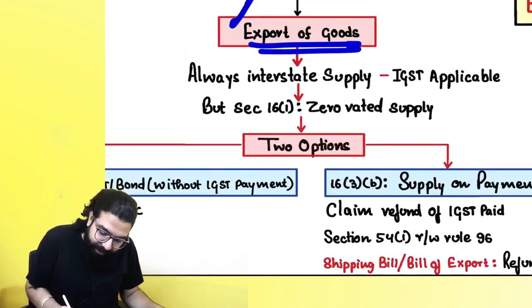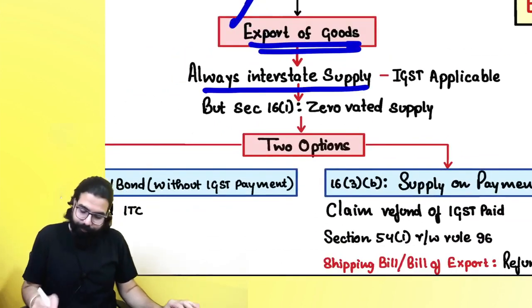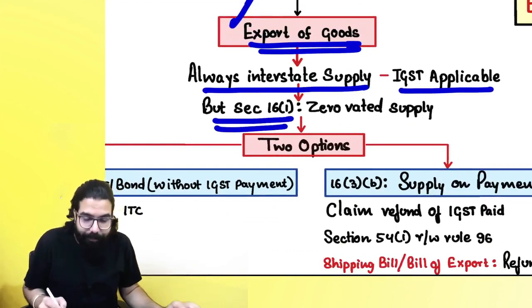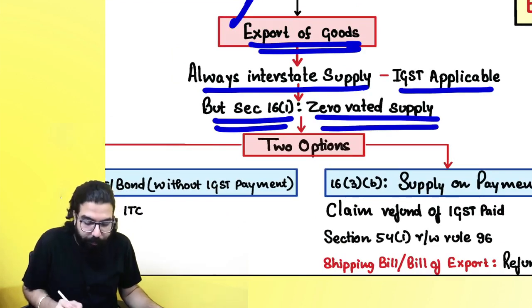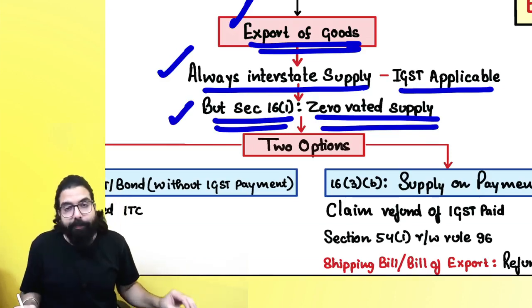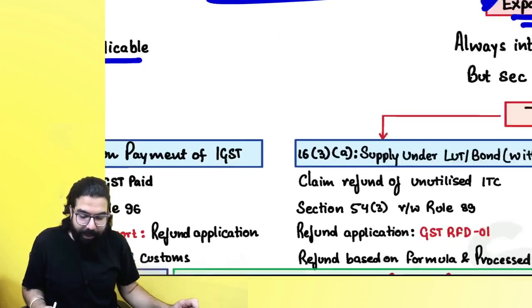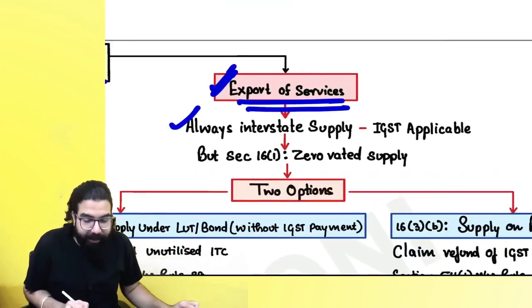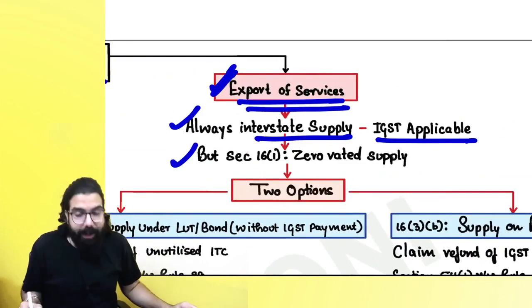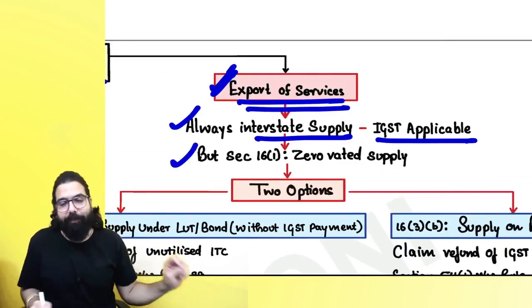Sir, if it is export of goods, it is interstate, so IGST is applicable, and under section 16 it is also a zero rated supply. First of all, it is interstate, but because it is export of goods, you will get the benefit of zero rated supply. Again, if it is export of service, it is interstate, IGST will be applicable, but then you will get the benefit of zero rated supply.